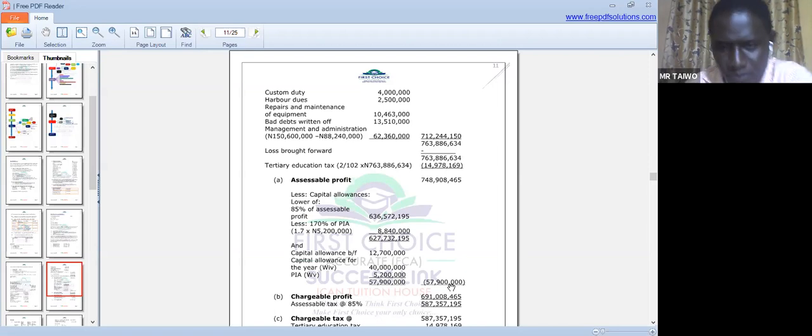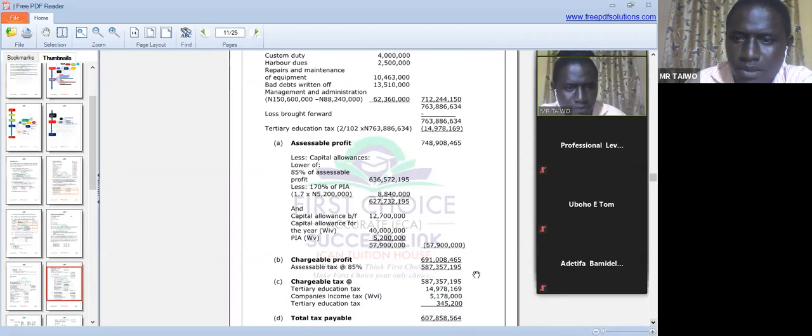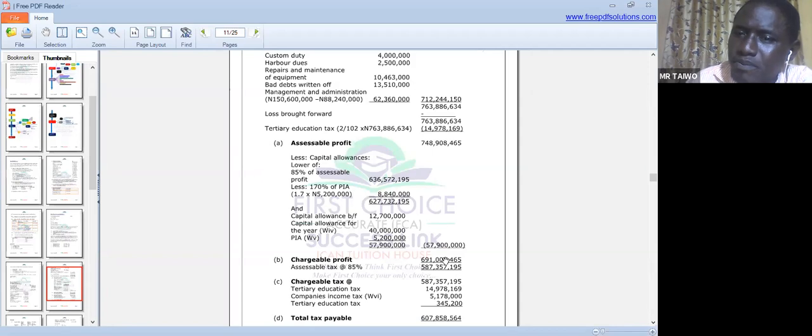Therefore, if I remove it from the accessible profits, what do we have? You have the chargeable profits. You can see the chargeable profit now. From this chargeable profit, that's when you now determine the tax that is assessable on the company.